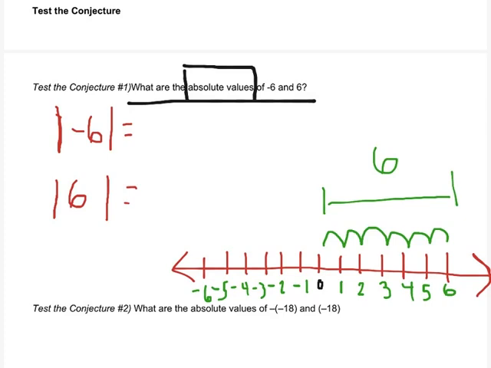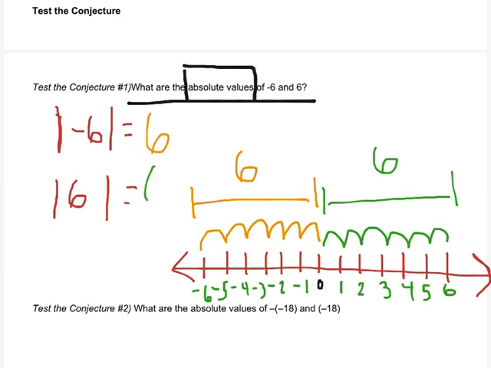And now we're going to go to the left side of our number line and start at -6 and count the spaces that it takes to get to 0. 1, 2, 3, 4, 5, 6. So the number of spaces it takes to get from -6 to 0 is also 6. So that means that the absolute value of -6 is 6, and the absolute value of +6 is 6.